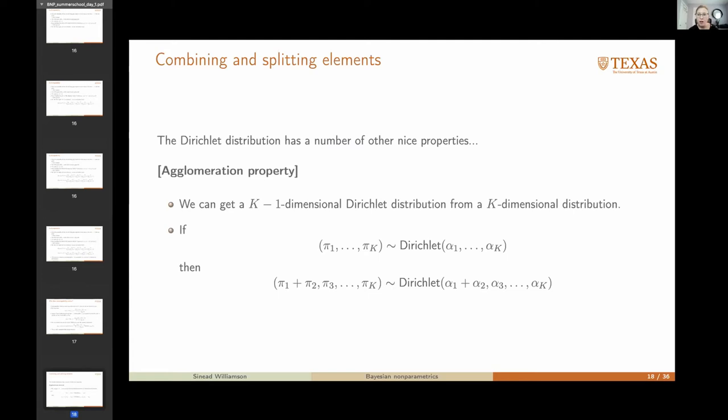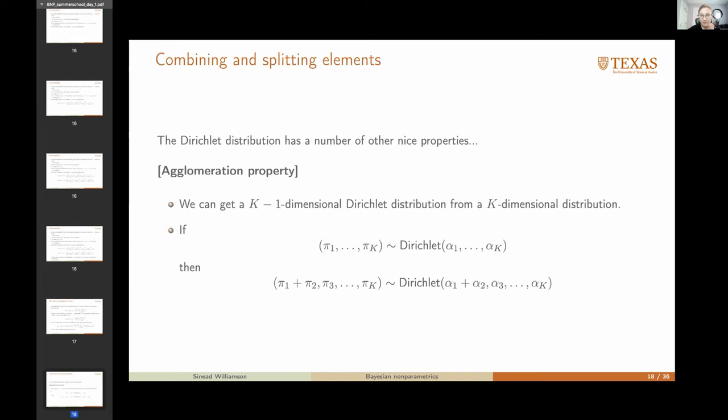The first is what's called the agglomeration property. And this says if we have a k-dimensional Dirichlet, we can squish elements together to get a smaller probability vector. And that smaller probability vector is still going to be a Dirichlet random variable. So let's say I have a k-dimensional probability vector that I've sampled from a Dirichlet with parameters alpha 1 through alpha k. I can take the first two elements and sum those together, right? That gives me a k minus one length vector. If I do that, then that vector is going to be also Dirichlet distributed with parameters where the first parameter is the sum of those first two original parameters, and all the other parameters are the same.